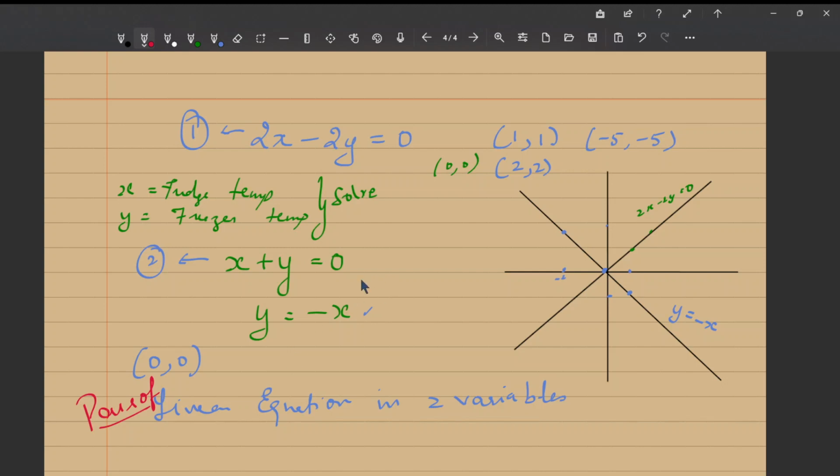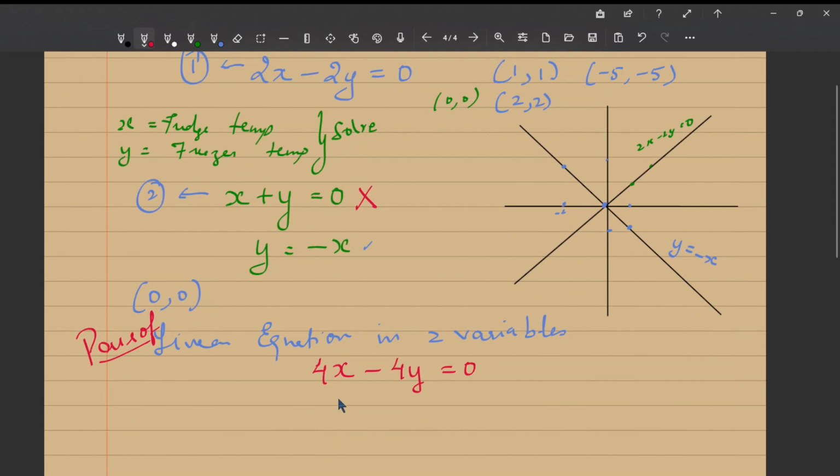Suppose your second information was not this. Instead, you were told that 4 times the temperature of the fridge minus 4 times the temperature of the freezer is equal to 0. So what would you do? How would your graph look now? If you divide this equation by 2 throughout, you get the same 2x minus 2y is equal to 0, right? So this information is redundant. It's of no use to you.